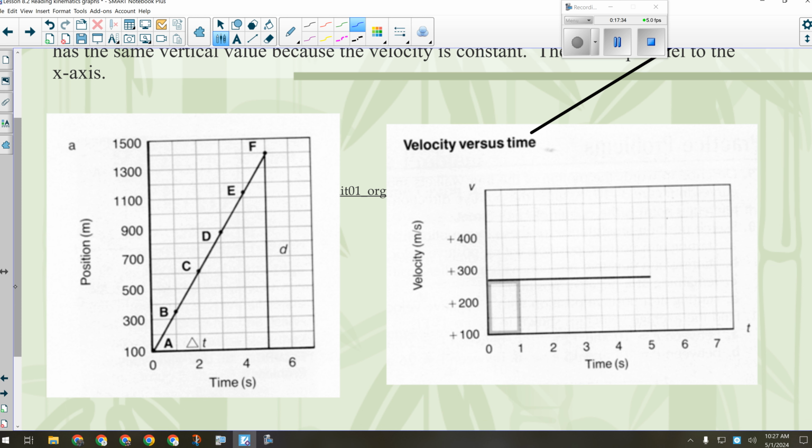Okay, this is where our analysis skills, our analytical skills come into play. Okay, this is a position time graph. And according to this graph, every 2 seconds, the object goes the same distance. So this is an object traveling at a constant velocity in a forward direction. Okay, that's the analytical skills I want you guys to have. So this is showing an object traveling at a constant velocity in a forward direction.